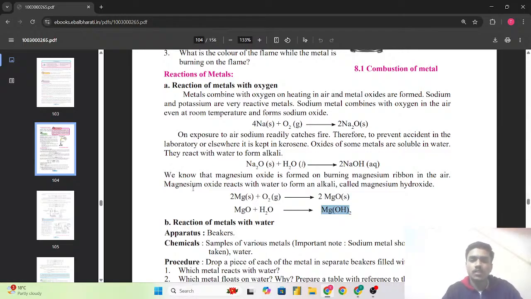As we have seen here, when four atoms of the sodium element are taken and react with oxygen O2 gas, it leads to the formation of sodium oxide. On exposure to air, sodium readily catches fire. Therefore, to prevent accidents in the laboratory or elsewhere, it is kept in kerosene.